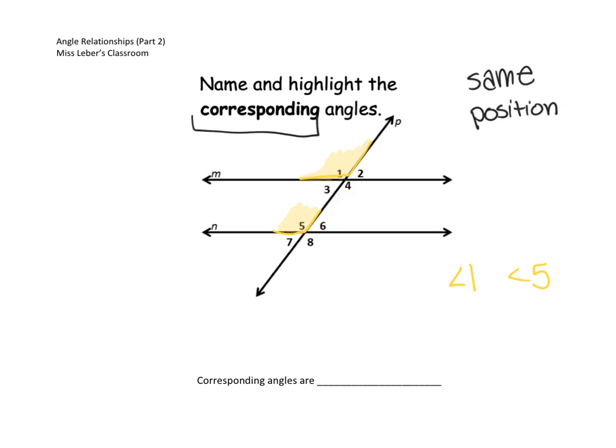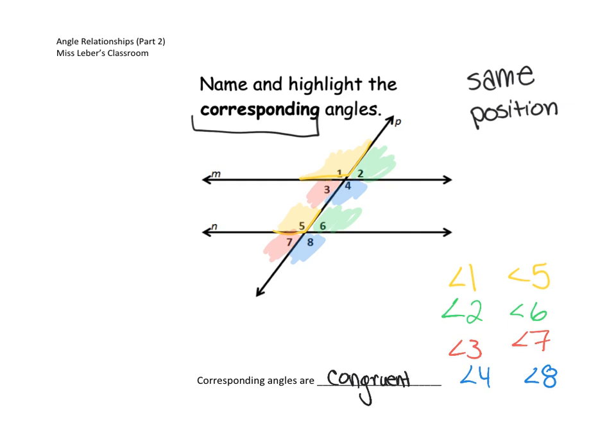I'm going to pause right now. Hopefully you were able to see that angles 2 and 6, 3 and 7, and 4 and 8 are also corresponding in the same position. And corresponding angles are congruent, which means they are the same. So I can say angle 1 would be equal to angle 5, angle 2 would be equal to angle 6, angle 3 would be equal to angle 7, and angle 4 would be equal to angle 8. So again, corresponding angles are in the same position, which means they're equal to each other.